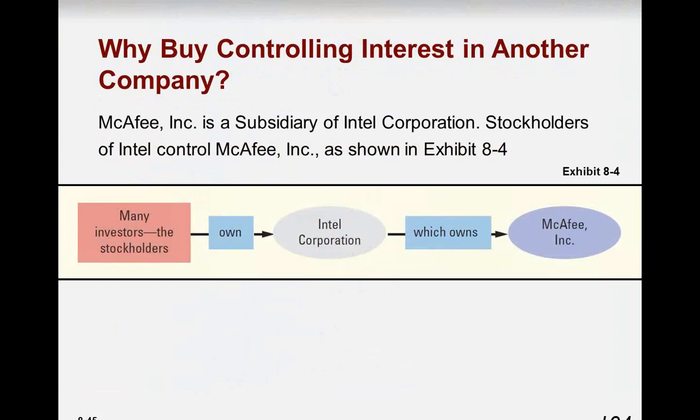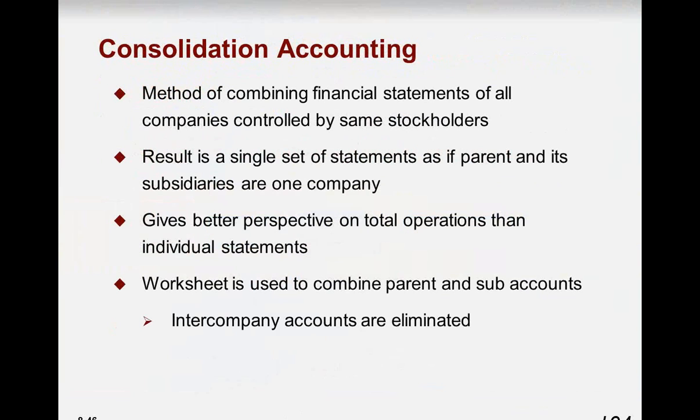Okay, so there are many investors who are the stockholders who own Intel Corporation, and Intel Corporation owns McAfee Inc., which is a buyer's protector. The method of combining financial statements of all companies controlled by the same stockholders is called consolidated accounting. The result is a single set of statements. It gives a better perspective on total operations than individual statements. Typically, a worksheet, so in Excel, is used to combine the parent and sub-companies, and the intercompany accounts are eliminated.